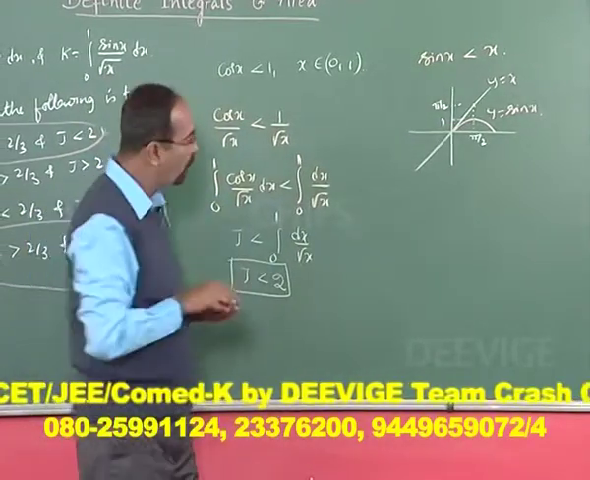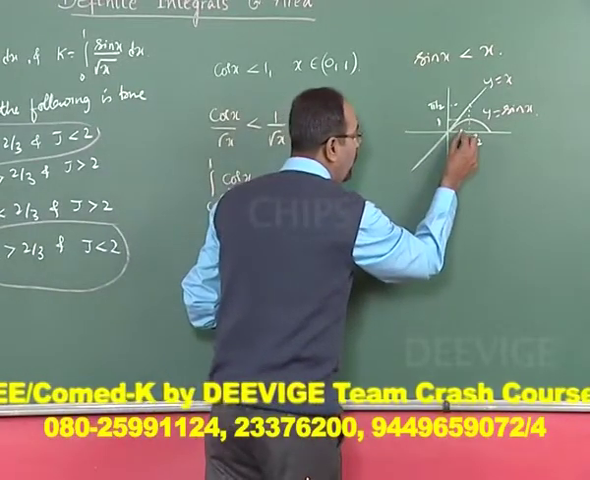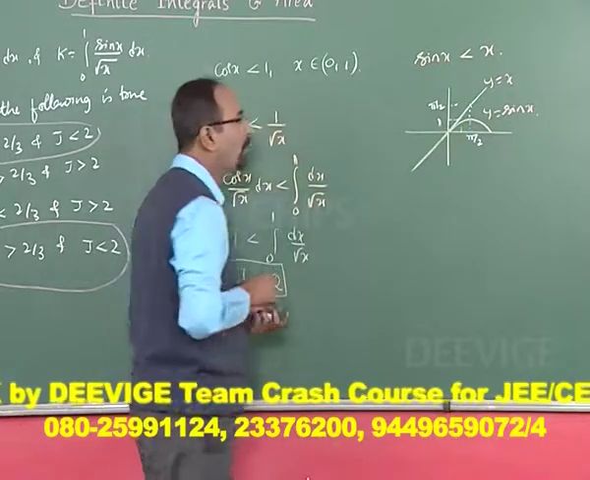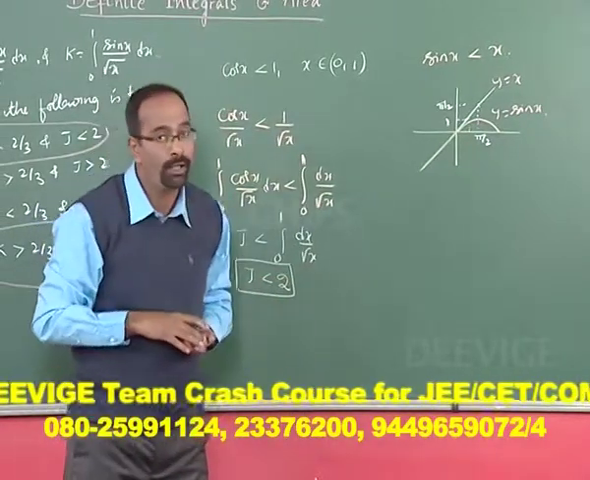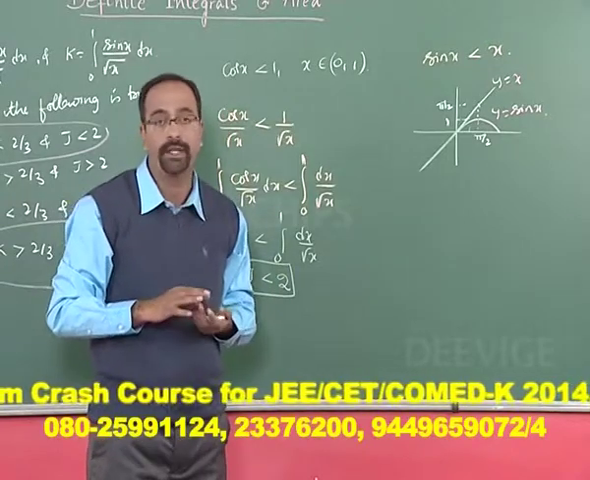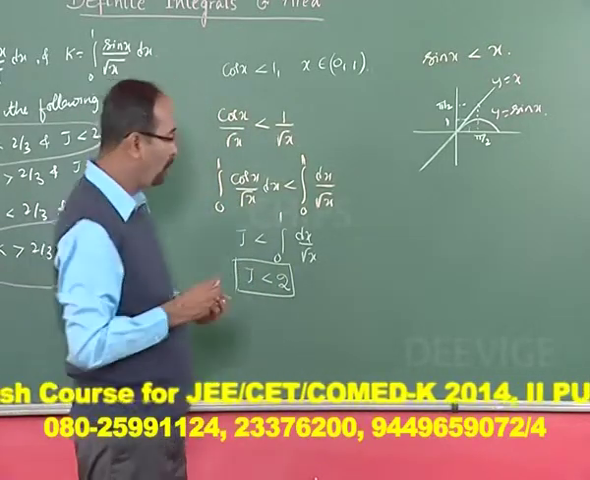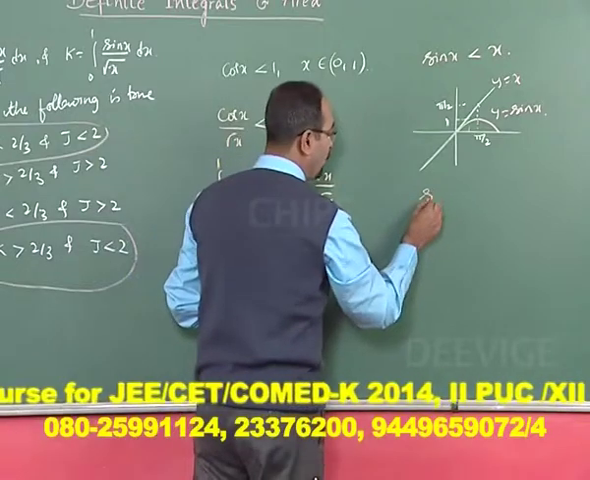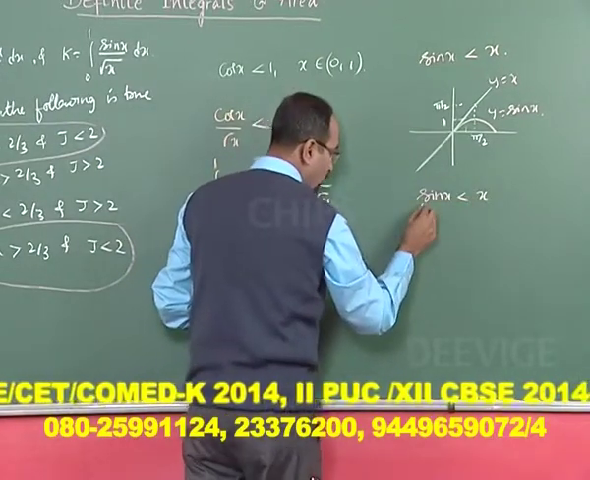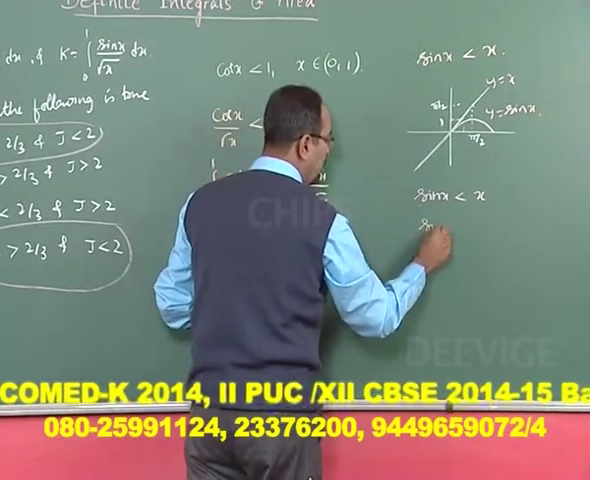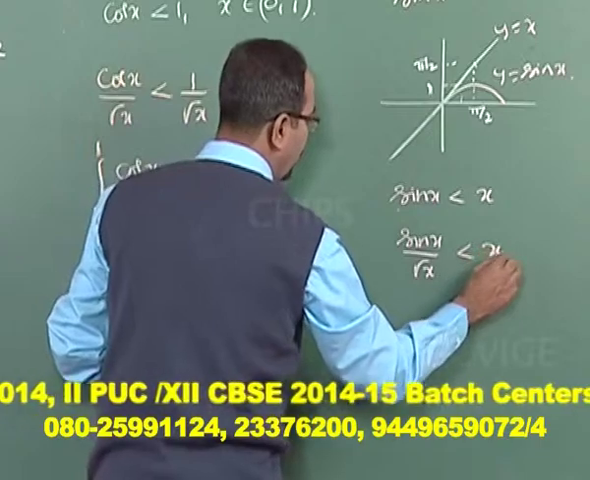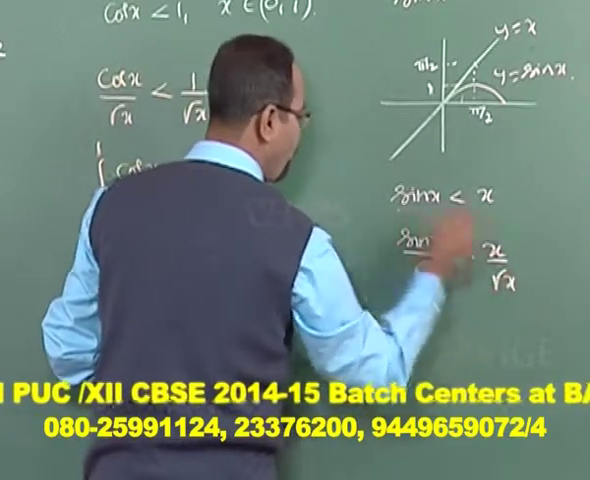And between 0 to 1 means, of course, 1 is somewhere here, not even there. So between 0 and 1, sin x is definitely less than x in the open interval. If it is a closed interval, sin x is less than or equal to x, with equality when x is equal to 0. Fine. Now, sin x is less than x. Therefore, sin x by root x is less than x by root x.